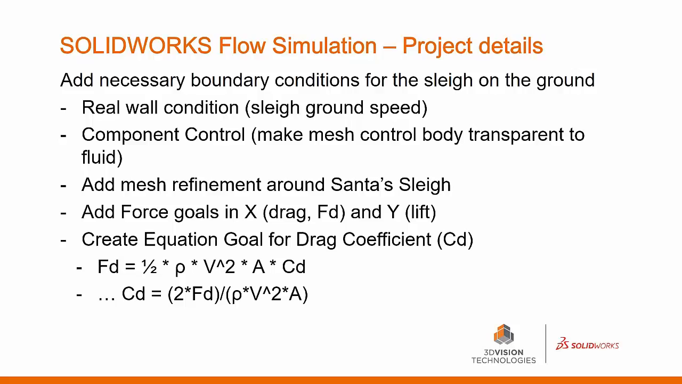A couple of things to note about the equation. FD, that's our drag force. We'll get that from a goal in SOLIDWORKS Flow Simulation. Rho, that's our fluid density. V, that's the fluid velocity that we're looking at that's going to be hitting the front of Santa's sleigh. A, that is the frontal area of the body that is exposed to the fluid flow. And then ultimately we're calculating CD, that's our drag coefficient.